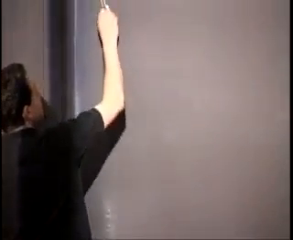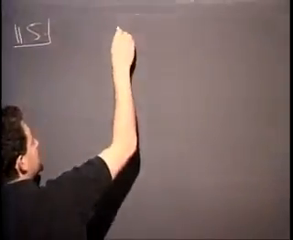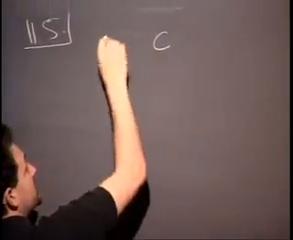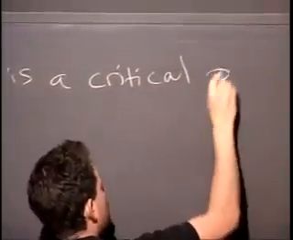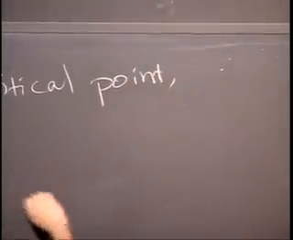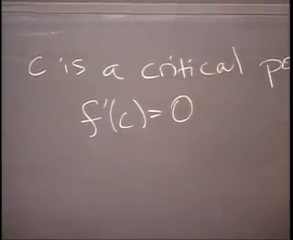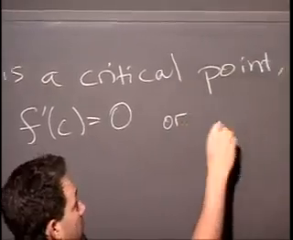So the last little bit, what I was talking about last time, the deal is we have a critical point of a function. So that basically means that if c is a critical point, according to my definition, either the derivative at c is 0 or is undefined.